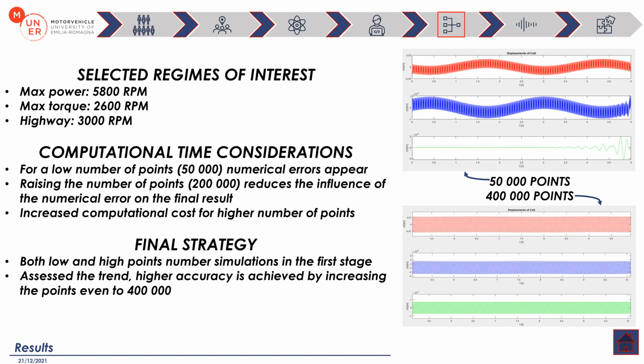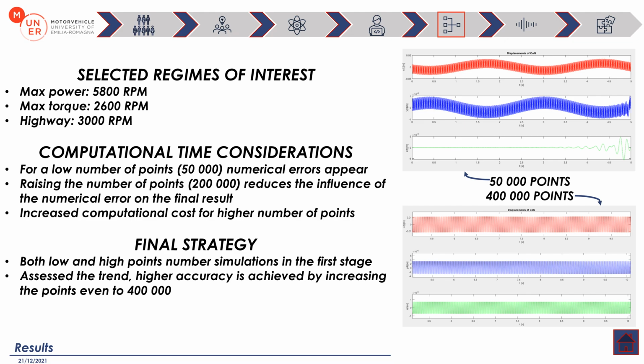Finally, we had to select three regions of interest to plot the time histories and spectra in steady-state conditions. In particular, we have chosen to carry out this final analysis at 5800 RPM, which is the maximum power regime, at 2600 RPM, which is the maximum torque regime, and at 3000 RPM, which is the highway regime according to datasheets.